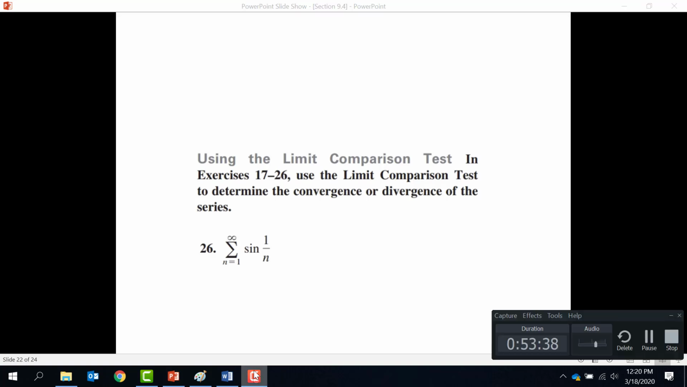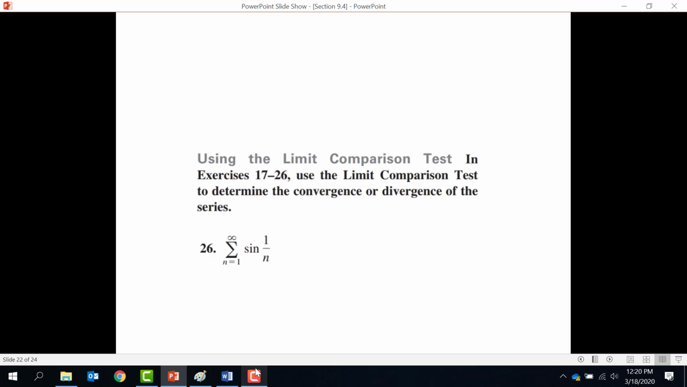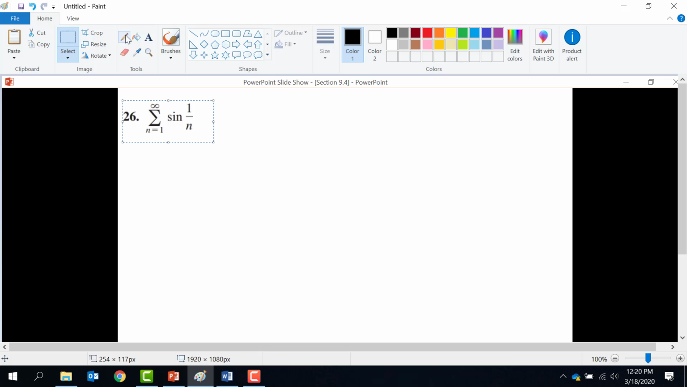Same thing, use the limit comparison test to determine the convergence or divergence of the series. For this one, this is different than what we've seen before. We're taking the sine of 1 over n, right? We're being asked to use the limit comparison test, so we don't have a choice, but it's very difficult to see what to compare it to.